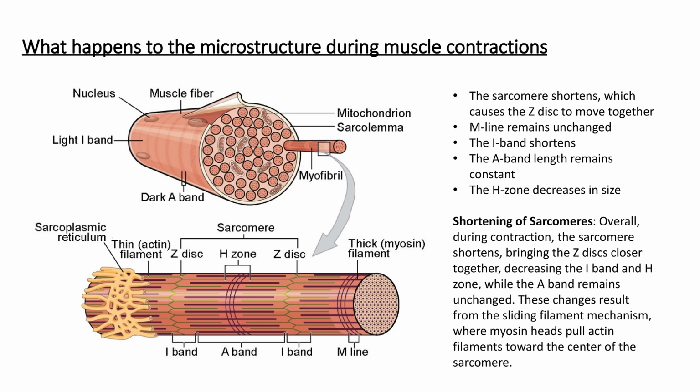So let's go to a short summary. As the shortening of sarcomeres is occurring, overall during contraction, the sarcomere shortens, which brings the Z discs closer together, decreasing the I band and the H zone, while the A band remains unchanged. These changes result from the sliding filament mechanism, which we will learn on the next slide, where myosin heads pull actin filaments towards the center of the sarcomere.